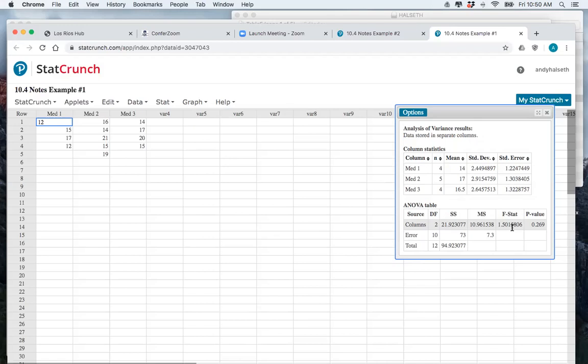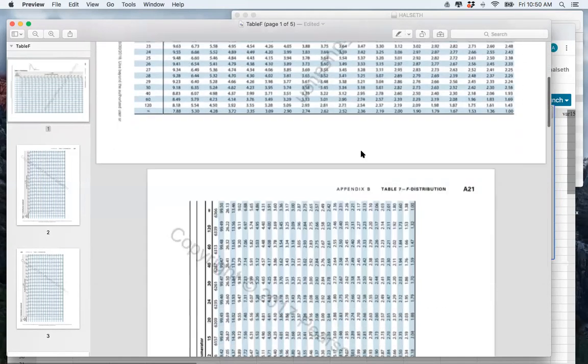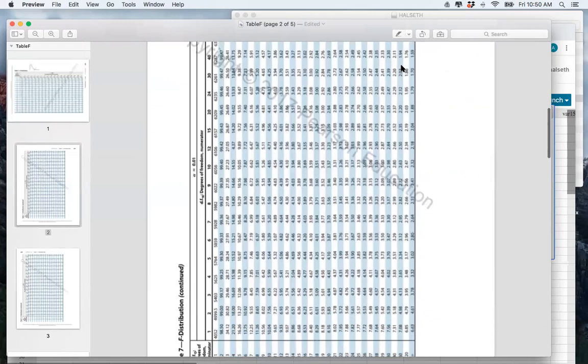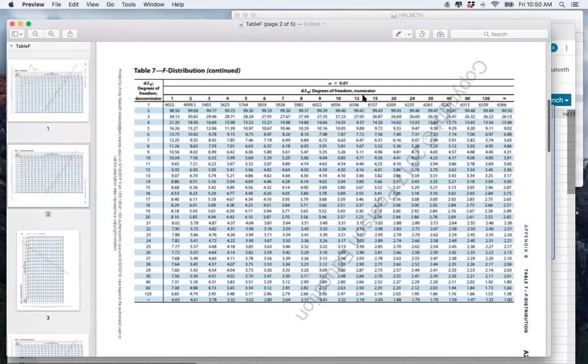What if it asks for critical values? That's when I would jump to my table. Now we have an alpha for this problem, stated in the problem as 0.01. So I'd find that page, 0.01, there it is. I'm going to rotate it. There we go. And then what are these degrees of freedom?